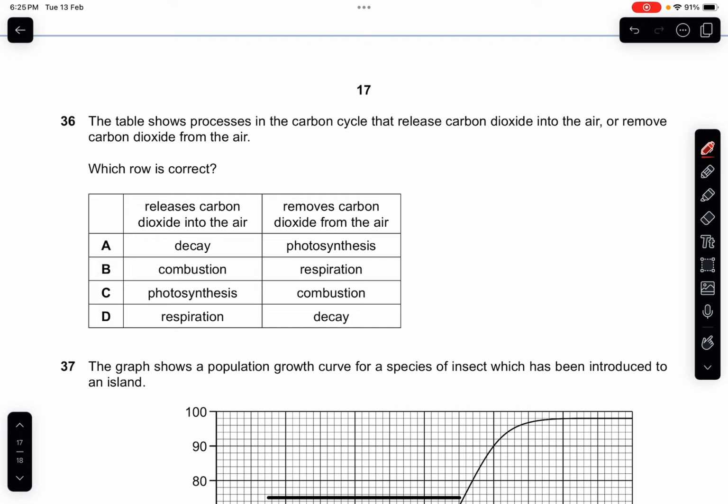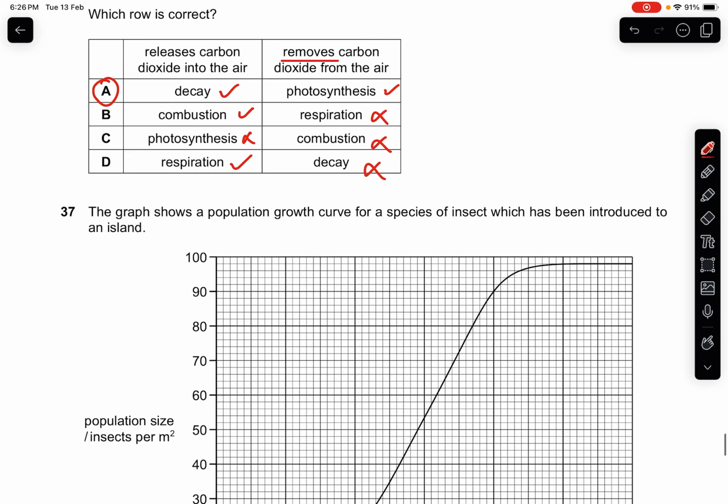Question 36. The table shows processes in the carbon cycle that release carbon dioxide into the air or remove carbon dioxide from the air. Which row is correct? When you release carbon dioxide into the air, it's typically when we combust or maybe when we decay something. So let's take those as correct. Respiration also releases carbon dioxide into the air, but the only process that removes it is photosynthesis. So the other options are wrong and the answer is only A.